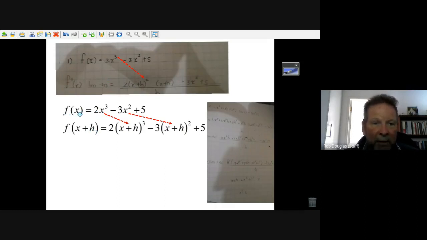If you see f of x in the formula, you rub it out and you put 2x cubed minus 3x squared plus 5. That's what it is. But f of x plus h means wherever you see an x, you've got to replace it with x plus h. So f of x plus h is exactly the same as f of x, except instead of x, there's an x plus h. So it's 2 times x plus h cubed minus 3 times x plus h squared. And there's a 5 added in the f of x, so you've got to add a 5 in the f of x plus h at the end.